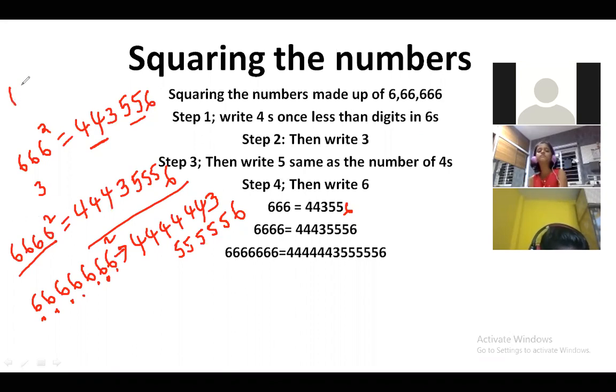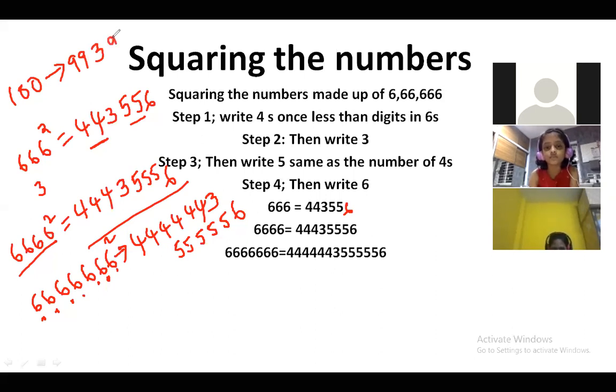See, tell me, if 100 6s are there, can you tell me how many 4s we should write? Just message me. Very good. If there are 100 6s, we should write 99 4s. After writing 99 4s, you should add 3 and again 99 5s. Am I right? Then finally 6.